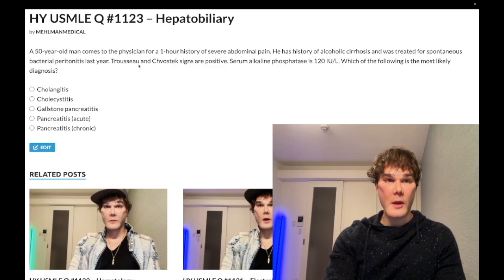Trousseau sign: inflation of a blood pressure cuff causes carpopedal spasm. Chvostek is spasm of the masseter. Serum alkaline phosphatase is normal at 120; it should be 50 to 150. What's the most likely diagnosis?